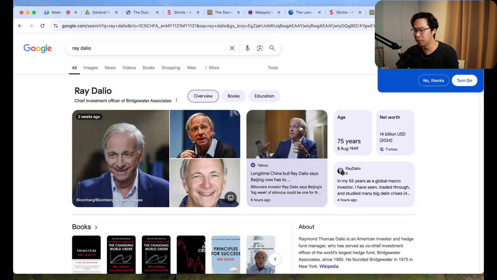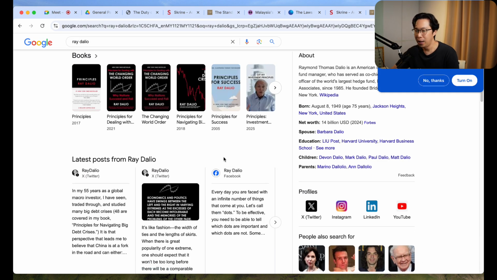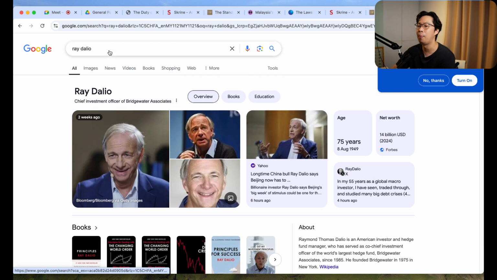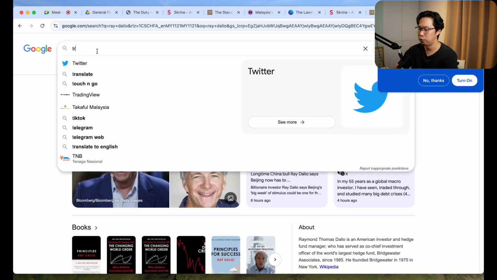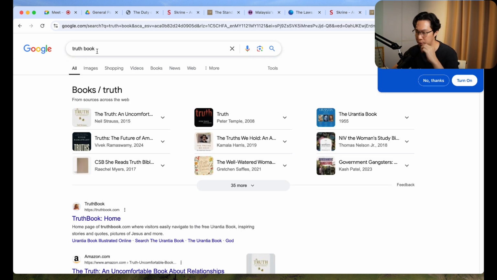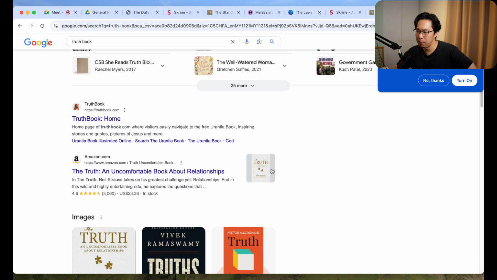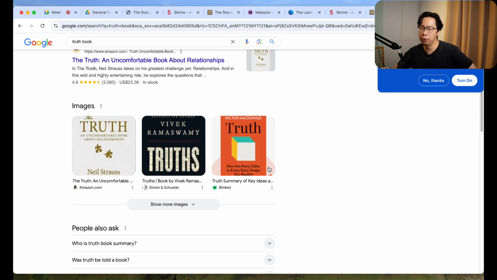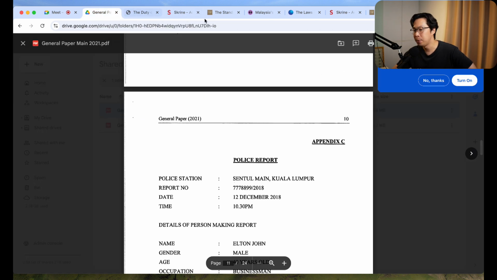Called Principles. Okay. And there's also a book about, what is it? Truth. What is the name of the book? Let me think about the name of the book. They talk about what is truth and what is fact. Okay, what is truth and what is fact?